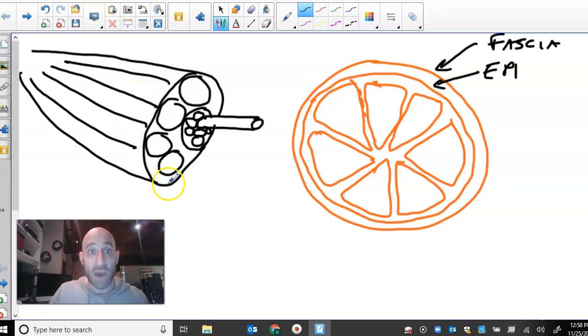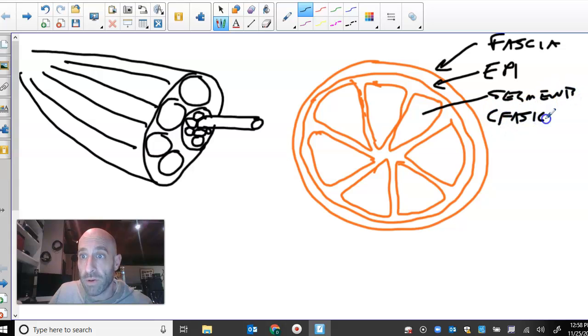So that would be like the outermost layer of this muscle. And then each of these orange segments, those individual segments, I would consider to be the fascicles. Because the fascicle is a bundle of individual muscle fibers, so this would be like a bundle of orange. Each one of these orange segments has a membrane on the outside, which I would call the perimysium.